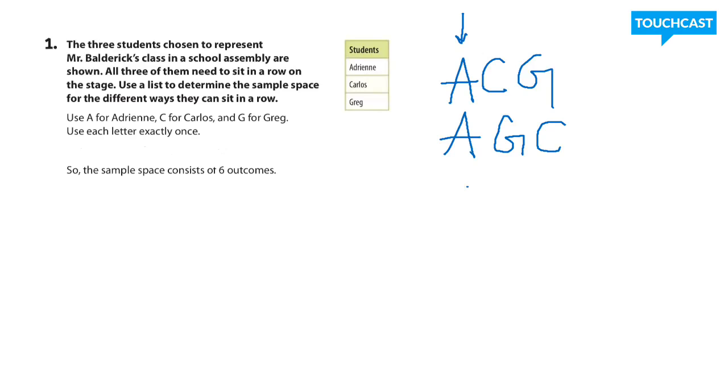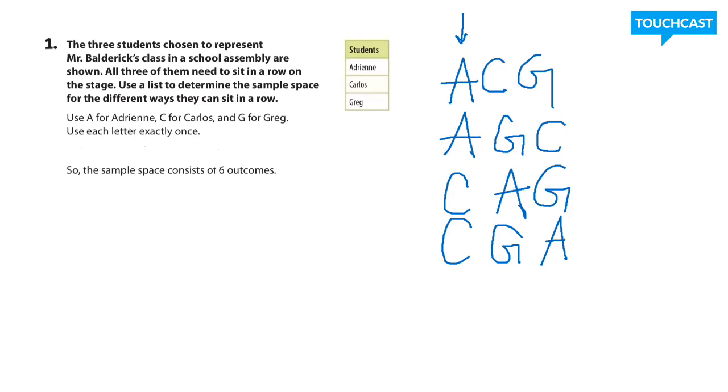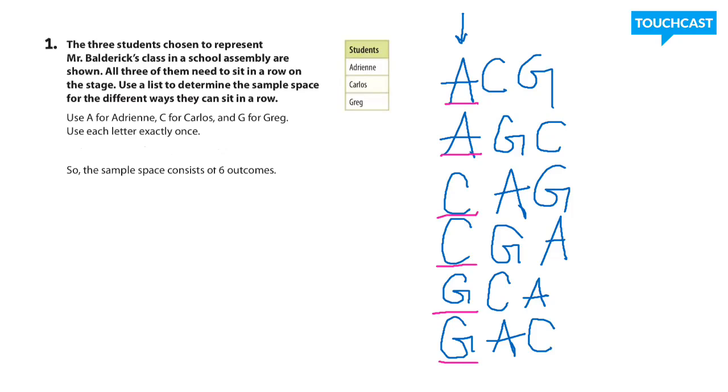Let's look at the next letter. What about Carlos first, then Adrian, then Greg? And what about Carlos, Greg, Adrian? Okay, let's look at the last letter we haven't used in the first, the G. Greg, Carlos, Adrian; Greg, Adrian, Carlos. We have exhausted all of the possibilities, and we know that because we stayed consistent with this first letter. We started with the A's and exhausted those, then did the C's, and then the G's, and so we tried to swap up the letters in the second and third row.